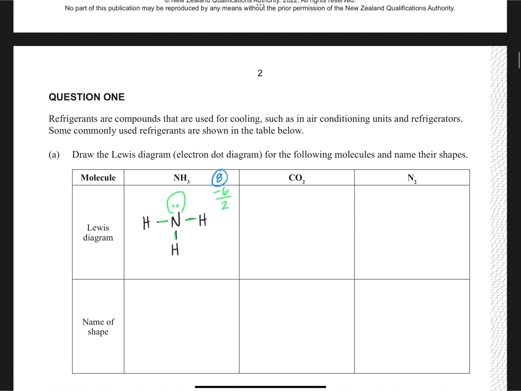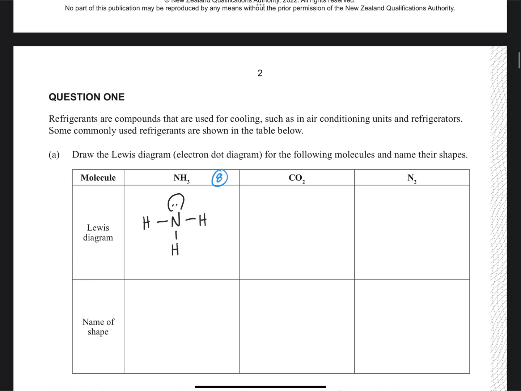Hydrogens max out at 2 electrons, so that single bond has them set, and this one set, and this one set. And nitrogen needs 8 electrons around its central atom. So we have 2, 4, 6, 8 electrons around the central atom, which means he's set. So let me redraw this so that it looks beautiful without all of my doodles. There's my ammonia molecule Lewis diagram.